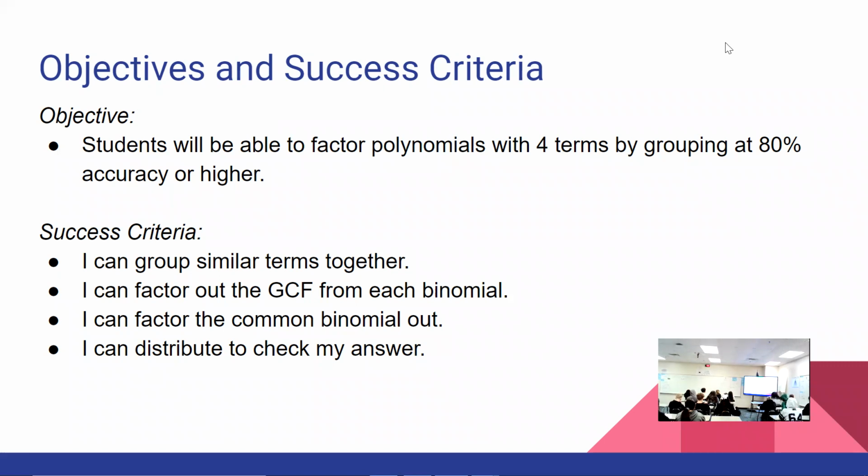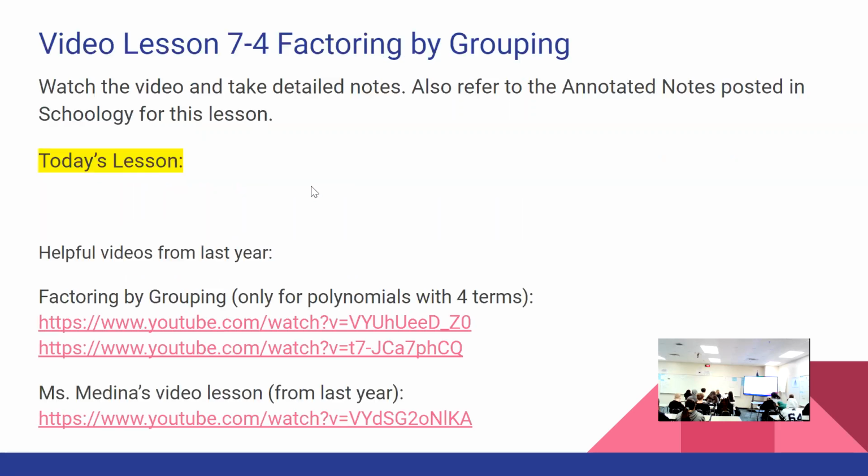The success criteria for this lesson, so this lesson is factoring polynomials with 4 terms by grouping. You need to be able to group similar terms together, factor out the GCF from each group, factor the common binomial out, and then be able to check your answer by distributing.